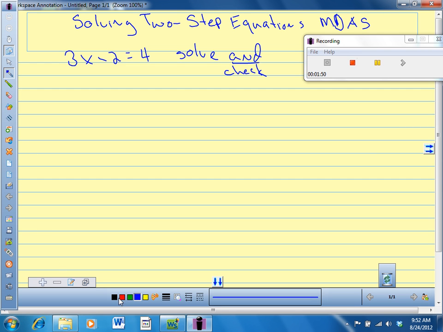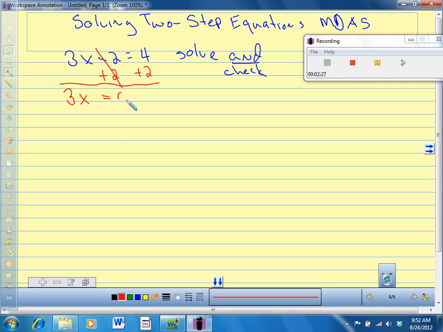All right? So what you're trying to do is get x all by itself. Here I need to get rid of this 2, or I need to get rid of this 3. Which should I do first? First I want to get rid of the 2. How do I get rid of the 2? I add 2 to both sides. So now all I do is add 2 to both sides. The 2 goes away, and I get 3x equals 6. So the first step is to undo that addition or subtraction.